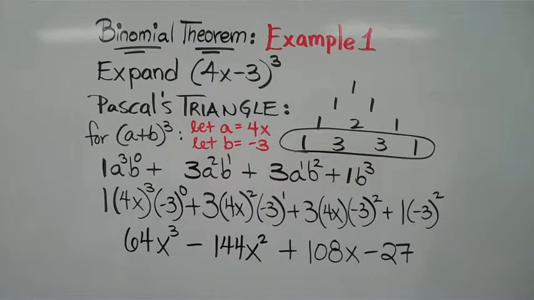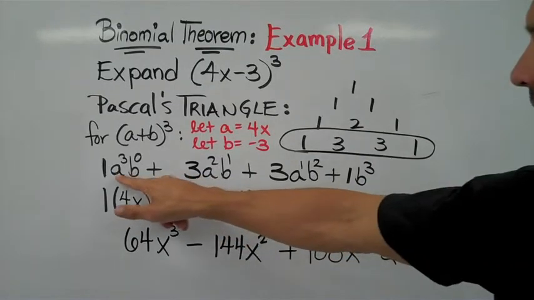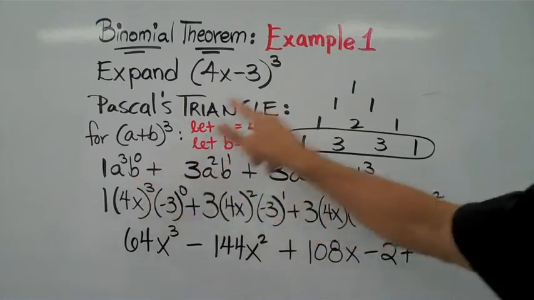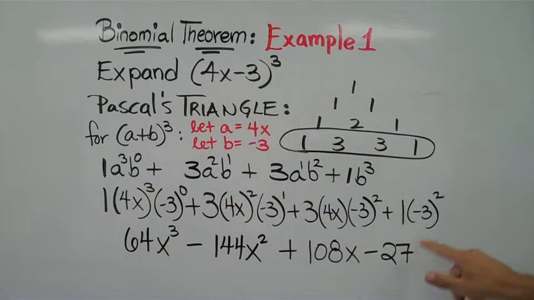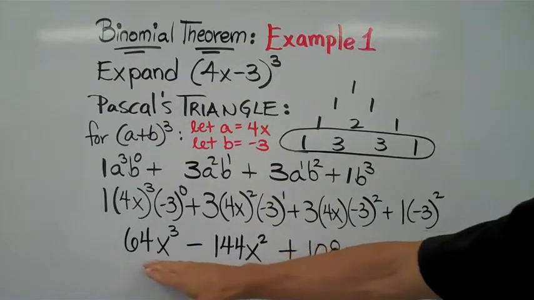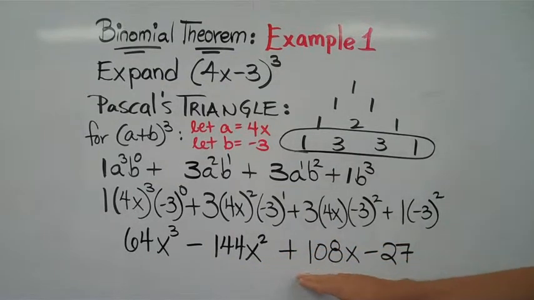Now all I have to do is replace a with 4x and b with negative 3. Every time I had a, I wrote 4x, and every time I had b, I wrote negative 3. I follow my rules of algebra, and ultimately I get 64x^3 minus 144x^2 plus 108x minus 27. I can do this problem using Pascal's triangle.